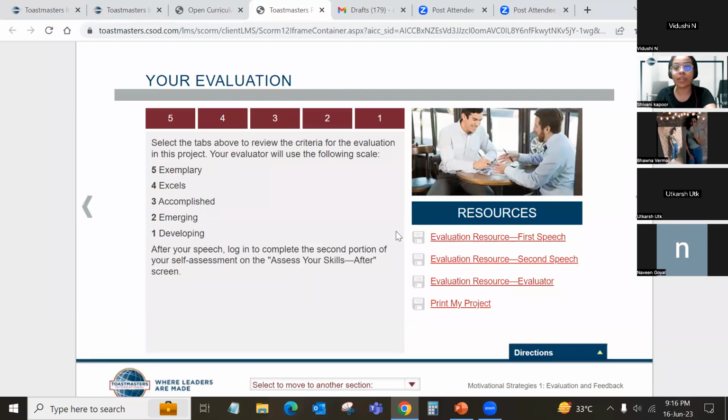So for anyone who will select the path, read this material, please also download your evaluation resource. These are the links to download your evaluation resource. I can show you one. This is how the evaluation sheet looks like.